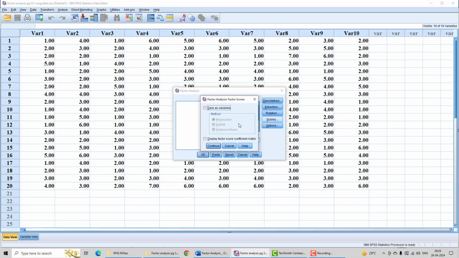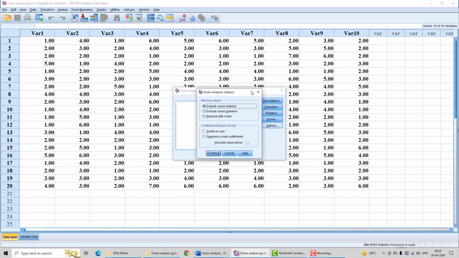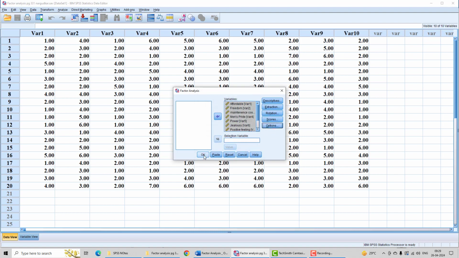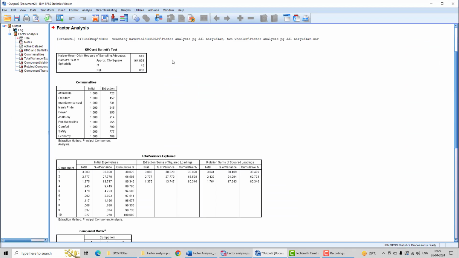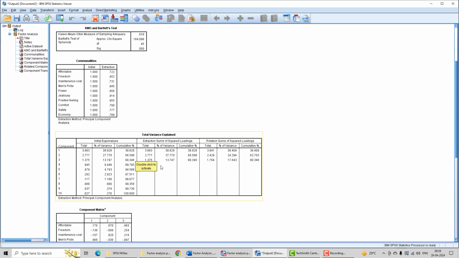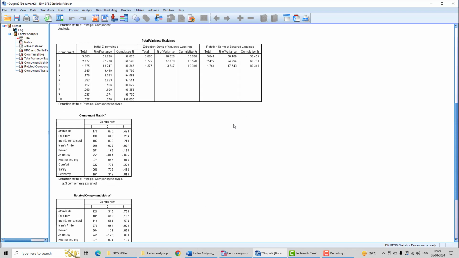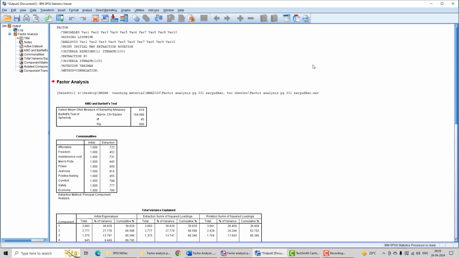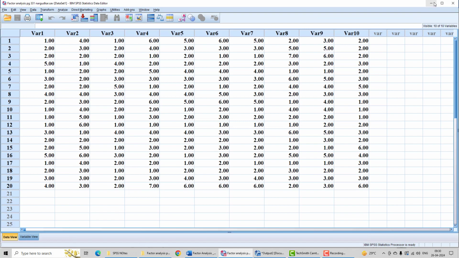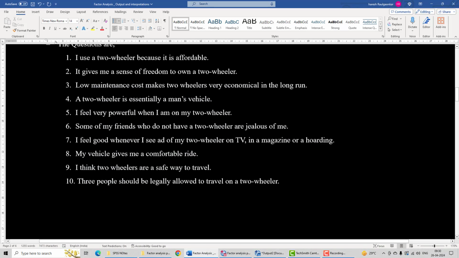Scores right now we don't have to take anything. Options also we don't have to take anything, and then you say go. So you see this particular KMO, communalities, total variance, component matrix, rotated matrix, transformation matrix. Out of this the important ones are already taken in the Word doc. So let me take you to the Word doc, and then we will understand the analysis part of it.